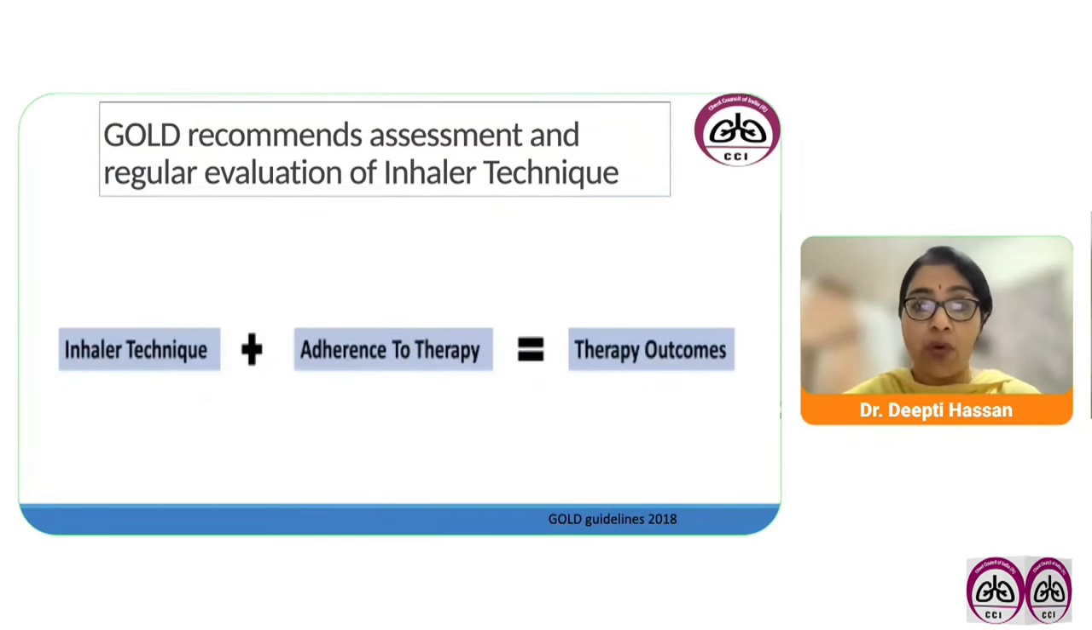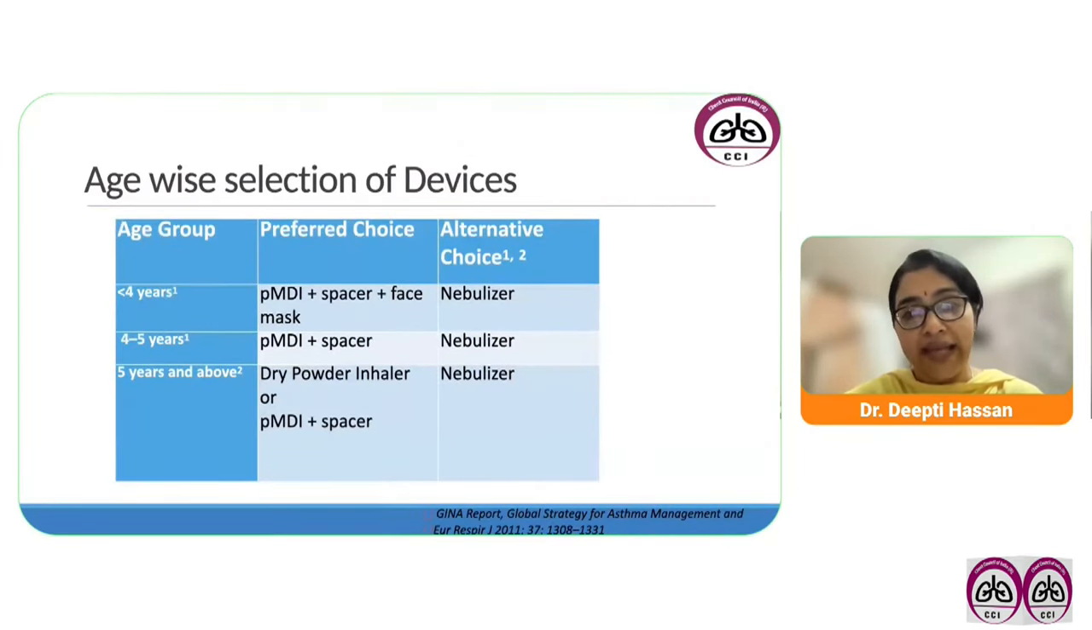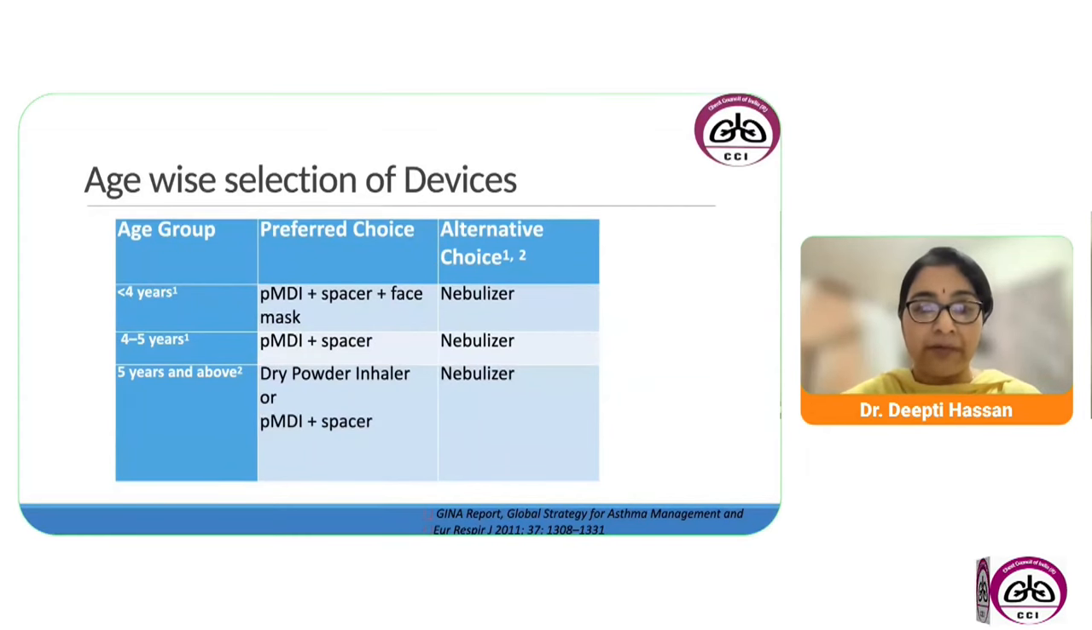And same goes for GOLD. It also recommends the assessment and regular evaluation of the inhaler technique. So an age-wise selection of devices: less than 4 years, you have to go for an MDI with spacer and a face mask. Up to 5 years, you can go for an MDI with spacer, no face mask. And above 5 years, you can even opt for a dry powder inhaler. Any other option, if these are not working, you have to go for a nebulizer.